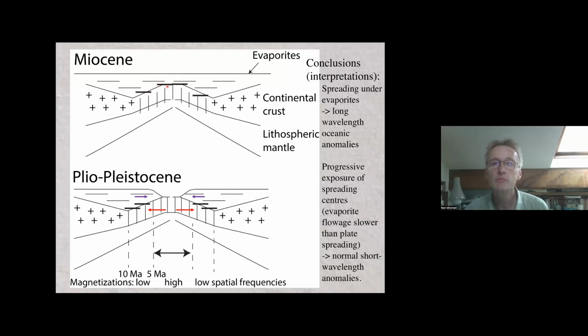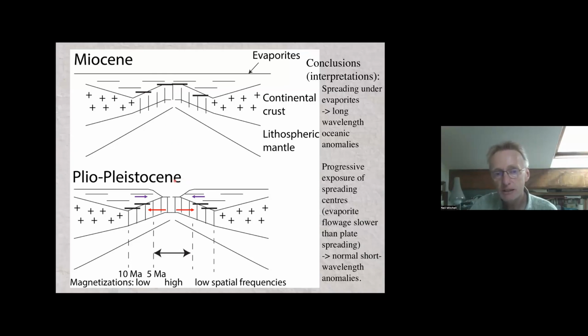And at that time, seafloor spreading occurred underneath the evaporites and the halite and the other salts. We don't know what happened, but perhaps if you had intrusions, firstly, you'd expect slower cooling. So you would tend to get lower magnetizations than normal, which is what we do see. And maybe sills and so on would explain the long wavelength.